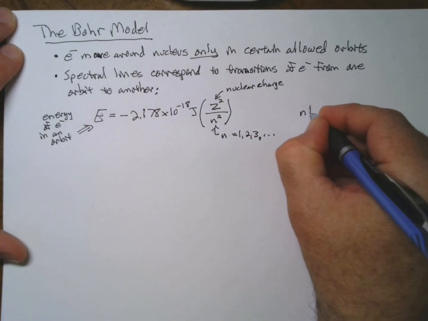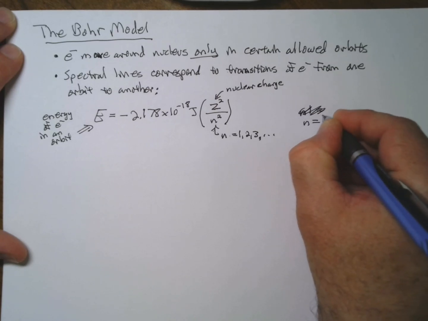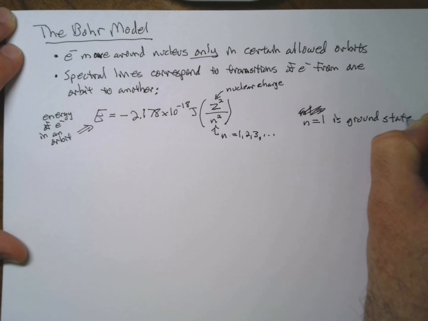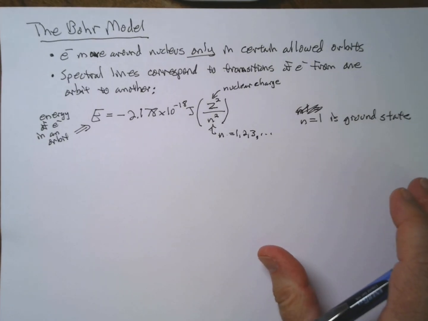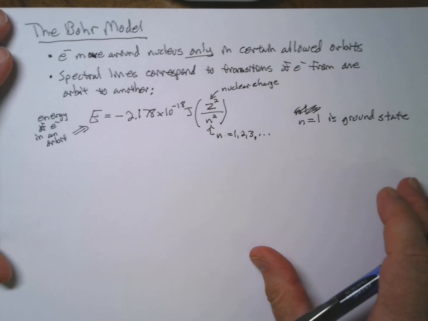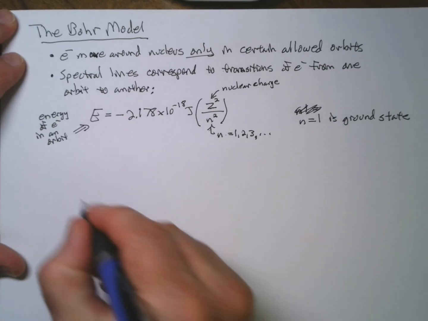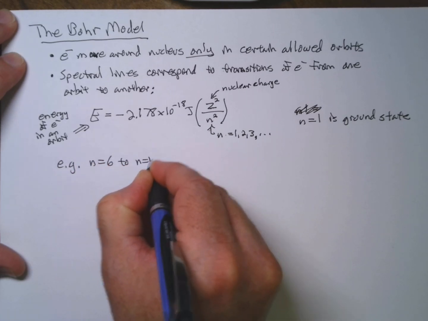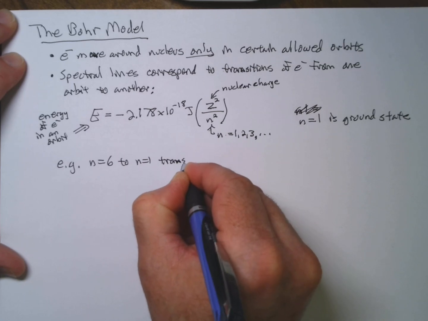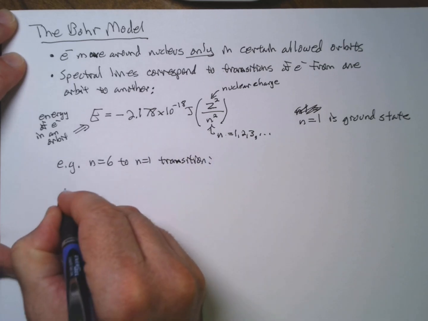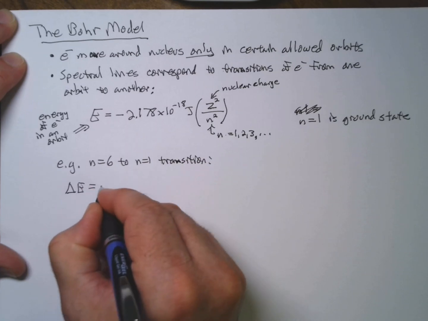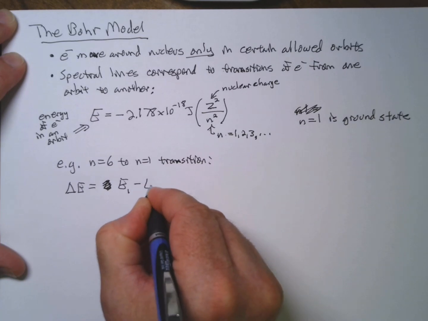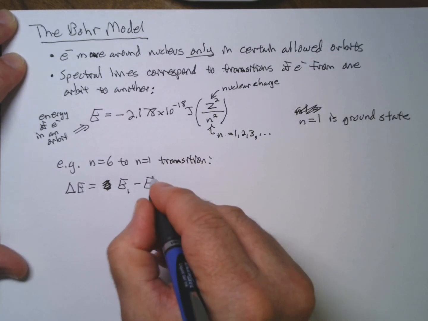And n equals 1 is the lowest, n equals 1 is the ground state. That is the lowest energy state. So for an n equals 6 to n equals 1 transition, we have delta E equals, oops, not delta, we have E1 minus E6 because it's final minus initial.